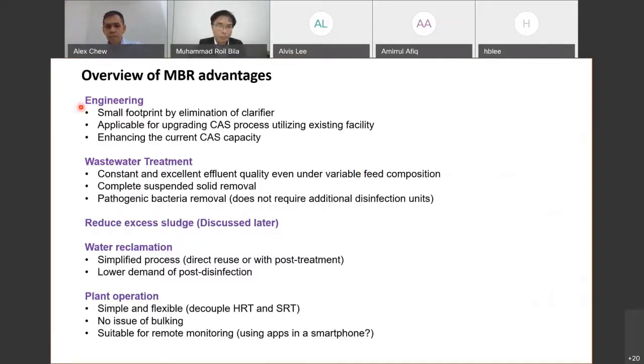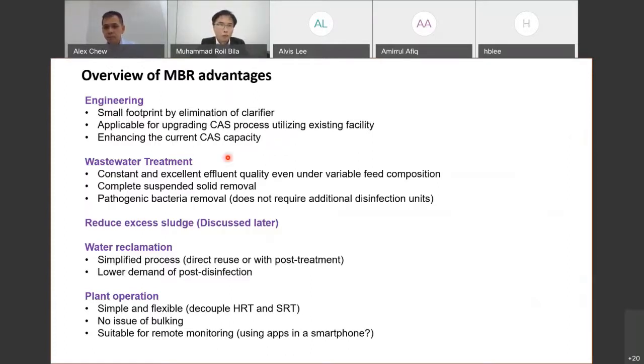In terms of engineering, we will have smaller footprints, mainly by eliminating the need for a clarifier. Also, when we want to implement MBR, we don't have to start from scratch. We can simply use the existing water treatment system and do process upgrading. In doing so, we will not only increase the quality of the effluent, but we will also be able to increase the treatment capacity.